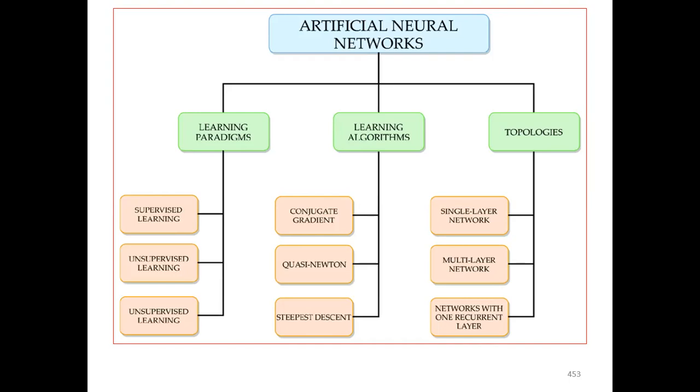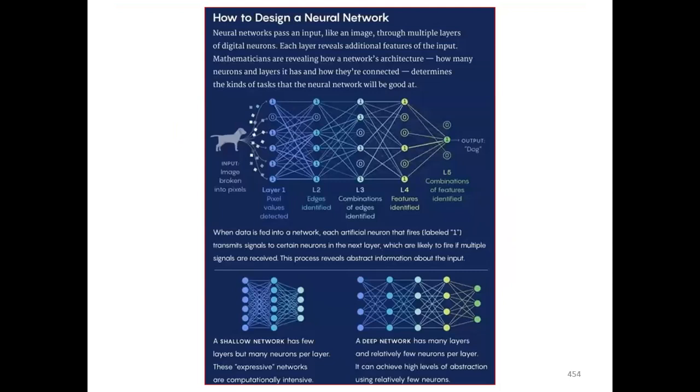Then learning algorithms like conjugate gradient, quasi-Newton, and steepest descent. These are the learning algorithms. Based on the learning pattern and learning model, it will calculate automatically. Then topologies means networks: single layer network, multi-layer network, networks with one recurrent layer. These are called topologies. Then see how to design a typical neural network. Neural networks first pass an input, like an image, through multiple layers of digital neurons.